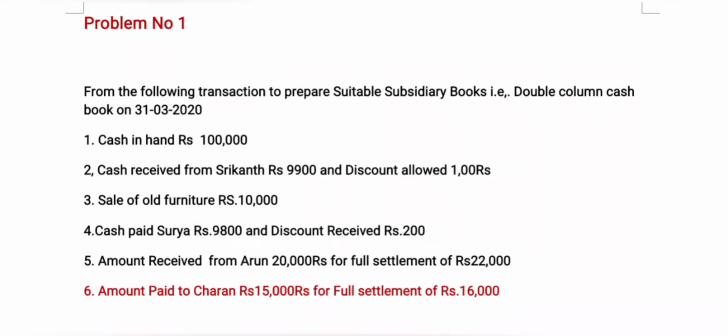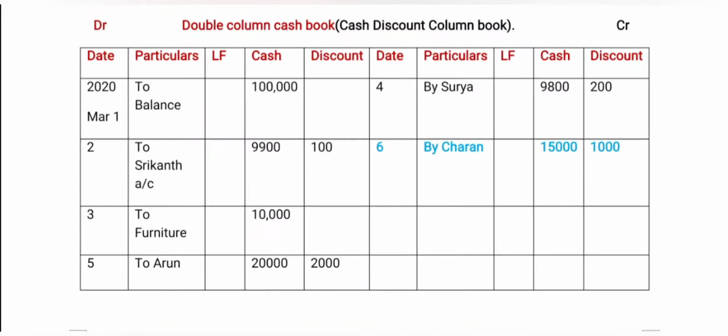6th March, amount paid to Charan 15,000 rupees, full settlement of 16,000 rupees. Here this is the last transaction for this problem. According to this problem, Charan is the receiver, that's why we debit Charan account, then cash account is credit. We are going to the cash book credit side. Cash book credit side date column, that is 6th date by Charan account. Now we are coming to cash 15,000 rupees, discount 1,000 rupees. Now all transactions are completed.